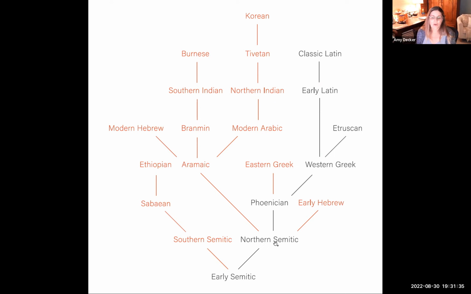So we're going to go to the Northern Semitic, then the Phoenicians, right? That's where we're at here. We're going into the Western Greek, the Etruscan, the early Latin, and then the Classic Latin. So that's the path of alphabets that we're taking. But you can see by my layout here all the different ways that the alphabets and language kind of transfer, the paths they all took.